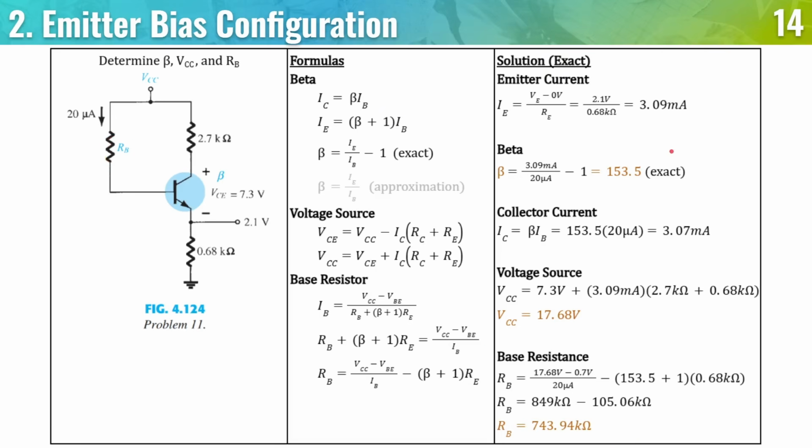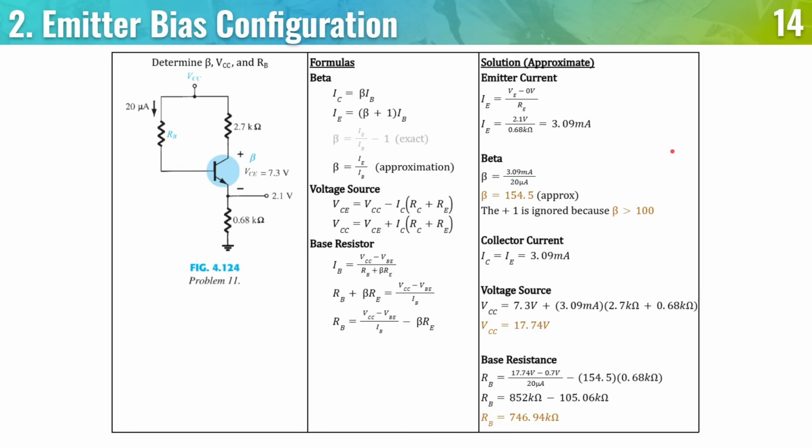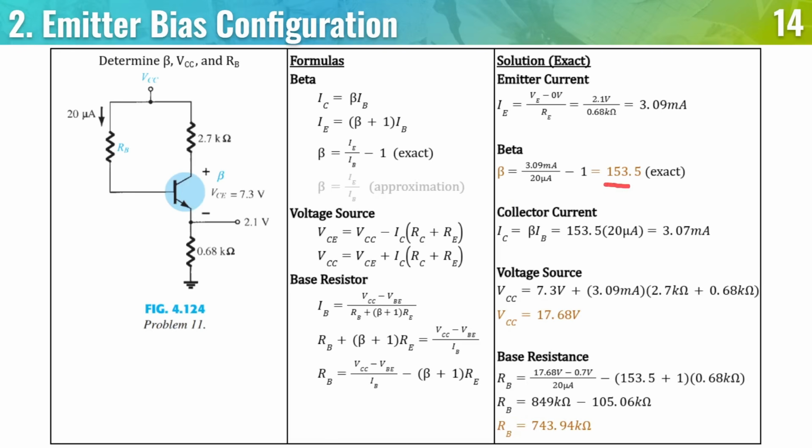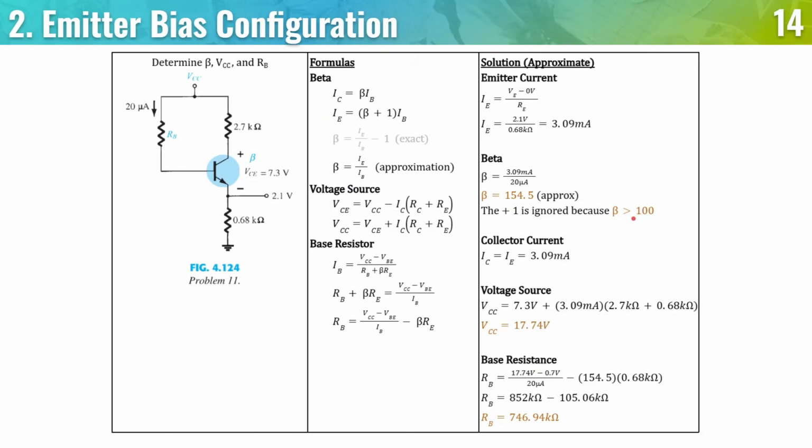Now this is what I meant when we are using an approximation. So if you are going to check the answer key for this one, these are the answers. What's different here is they use the approximation without the minus 1 and without the plus 1. And their beta is 154.5 compared to 153.5. So their collector current assumes that IC is equal to IE because the base current is negligible. So it's going to be 3.09 milliamperes, which they use to compute the voltage source.